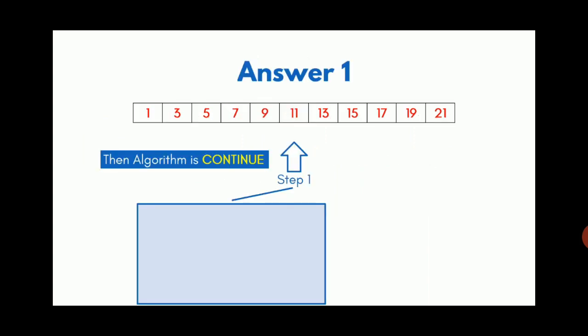So let me start. The first array is 1, 3, 5, 7, 9, 11, 13, 15, 17, 19 and 21. First we have to set low and high. On the left side this is low and on the right side this is high. First set low, then set high. After that, according to the algorithm, we will find the mid value.